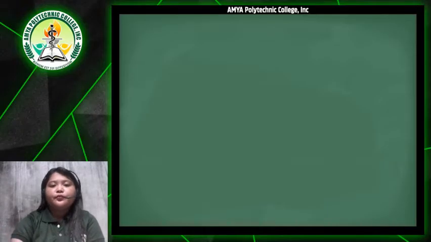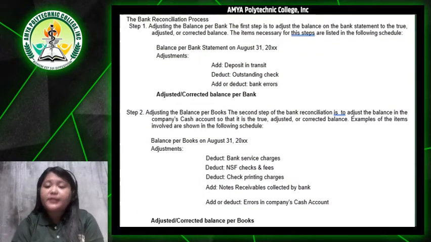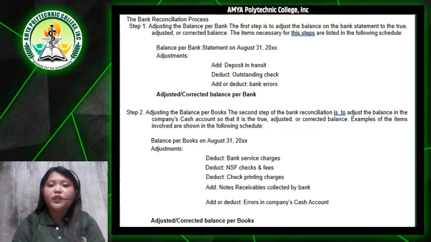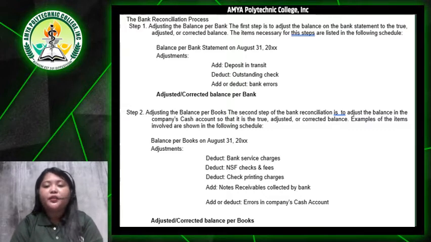So, the bank reconciliation process. We have here the steps. The first step is adjusting the balance per bank. The first step is to adjust the balance on the bank statement to the true, adjusted, or corrected balance. The items necessary for these adjustments are listed in the following schedule.